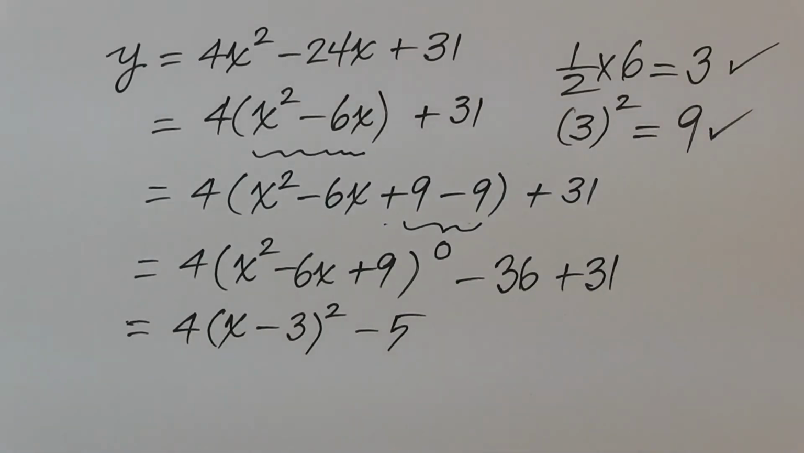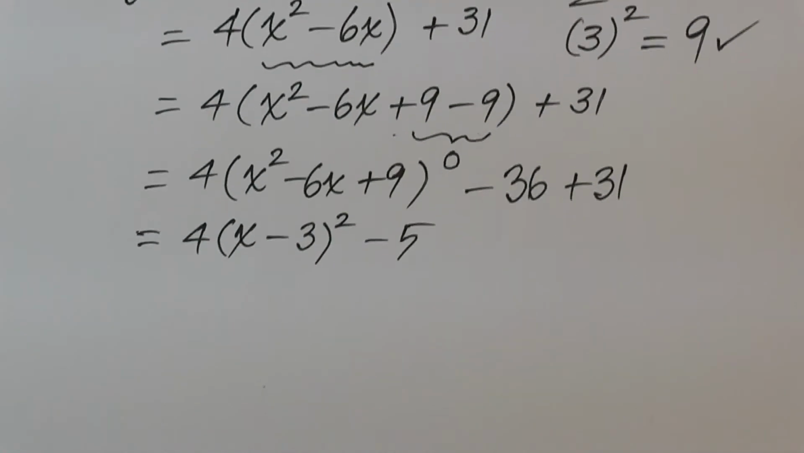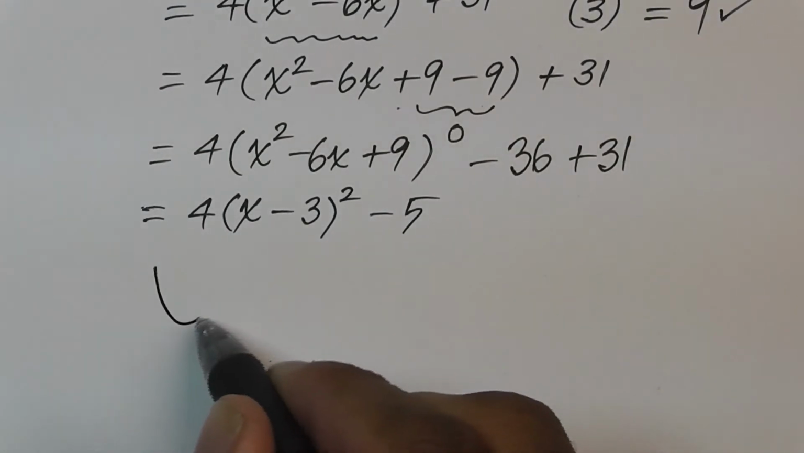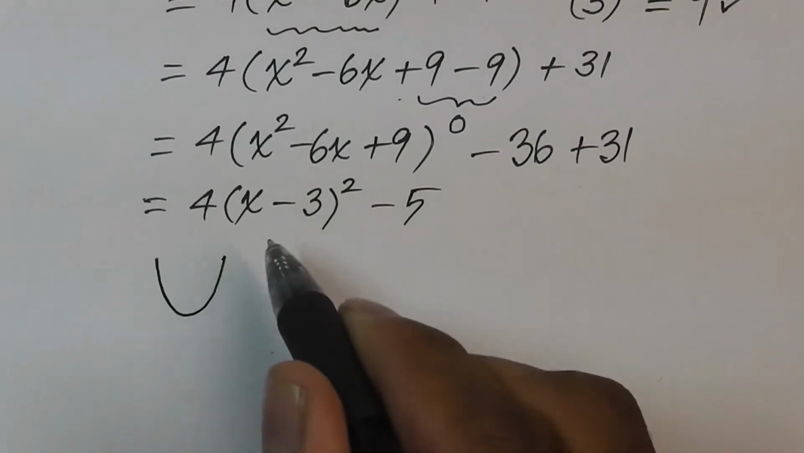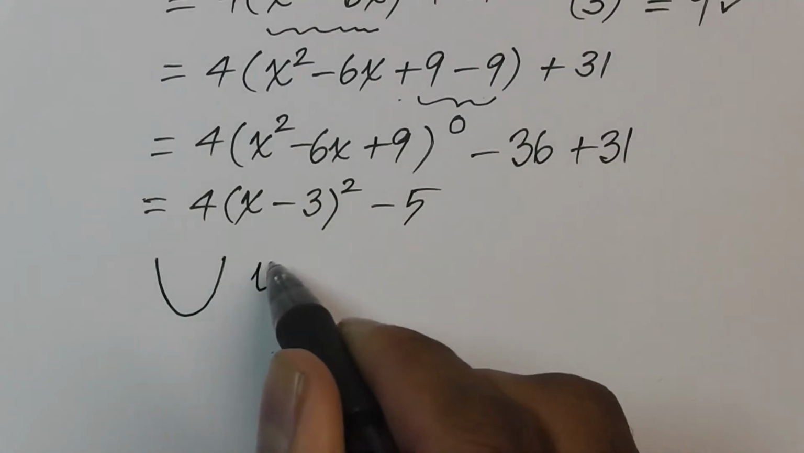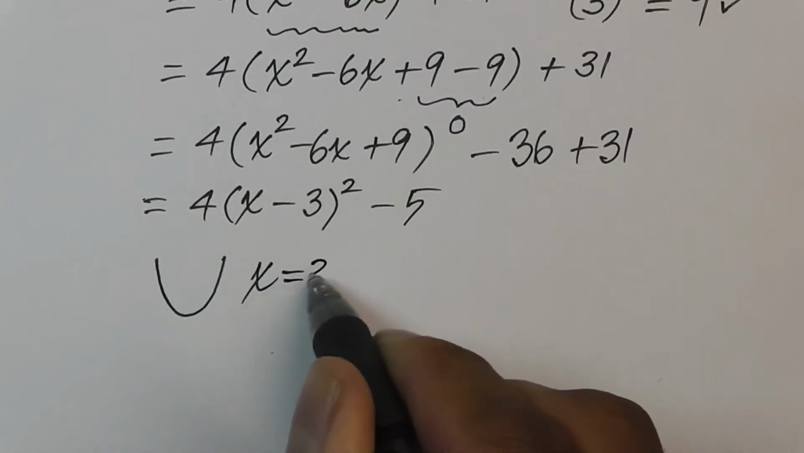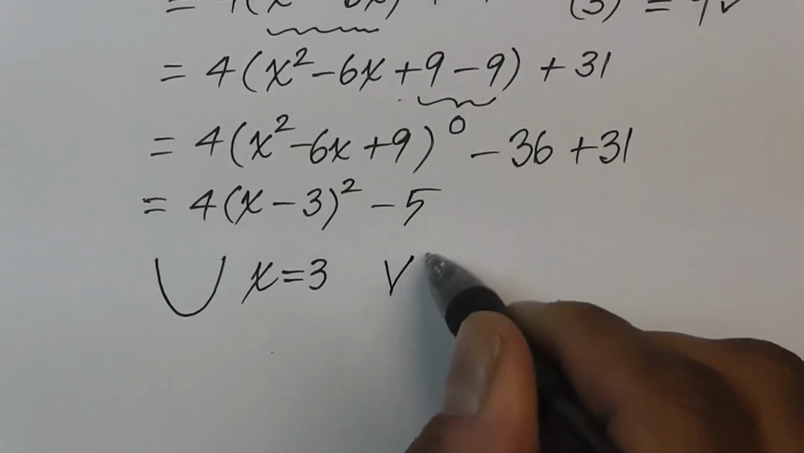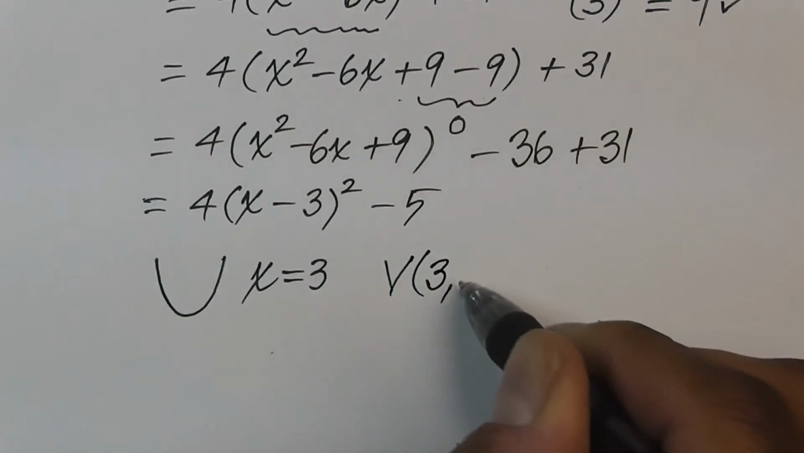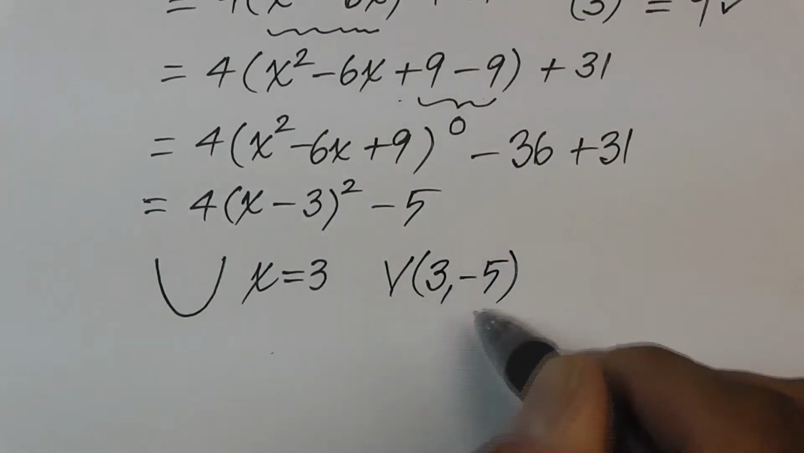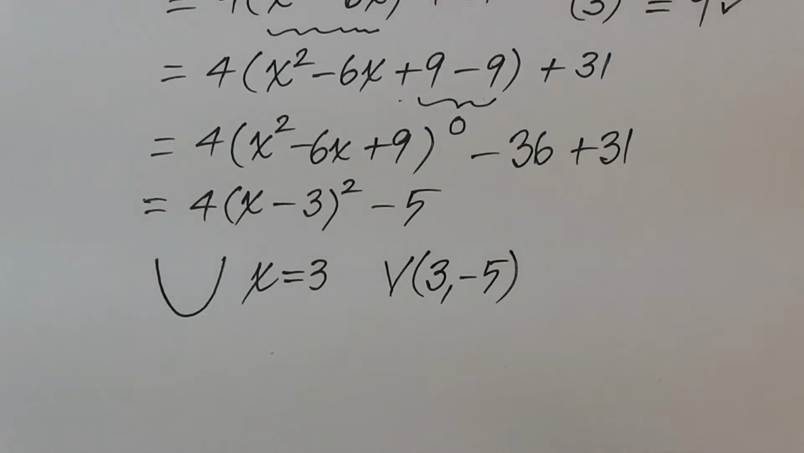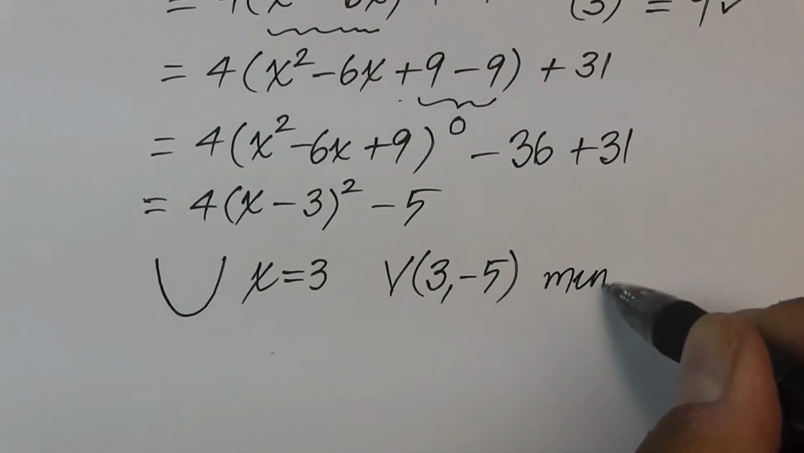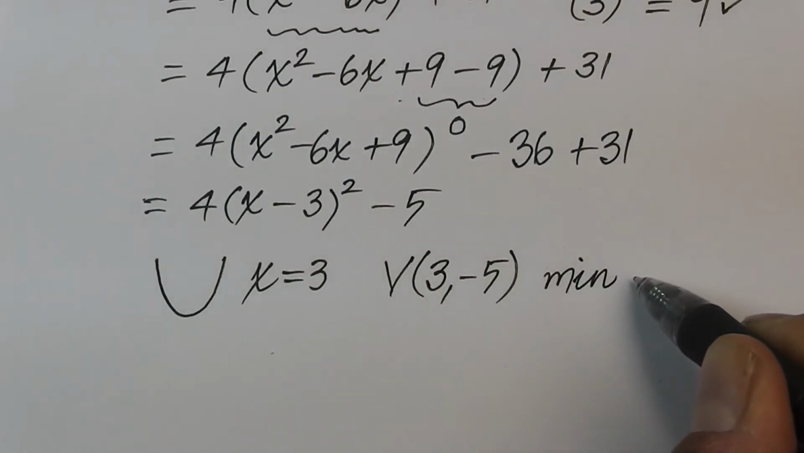So let's look at that again. What does that give us? Well, that tells us that because 4 is positive, my parabola is opening up. The equation of my axis of symmetry is x equals 3. My vertex is 3, negative 5. And because I'm opening up, I have a minimum of negative 5.